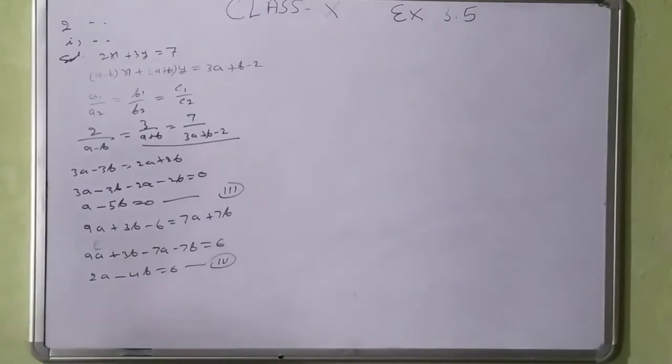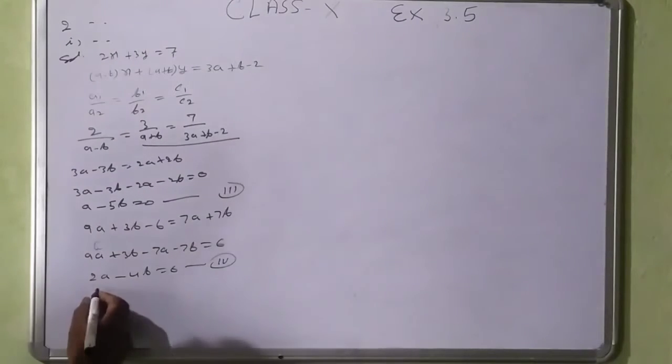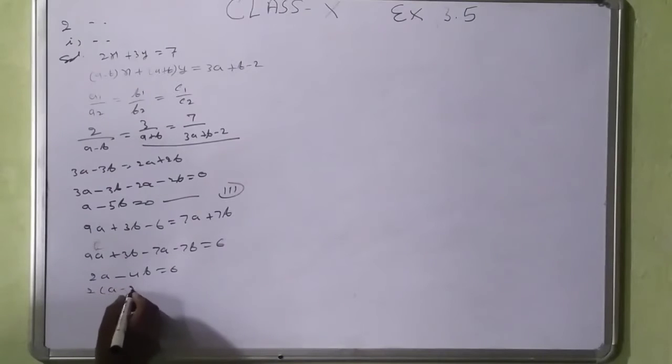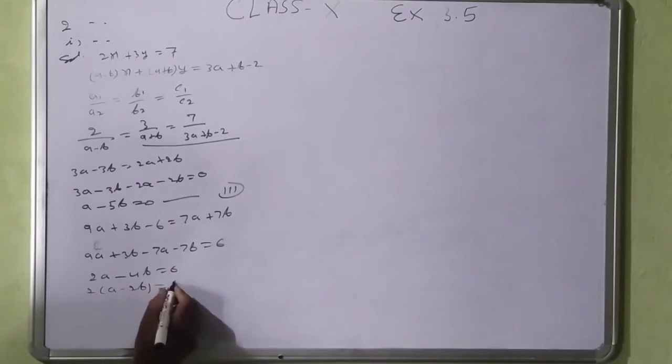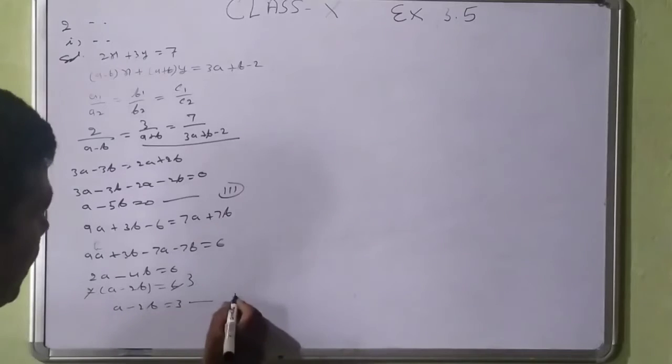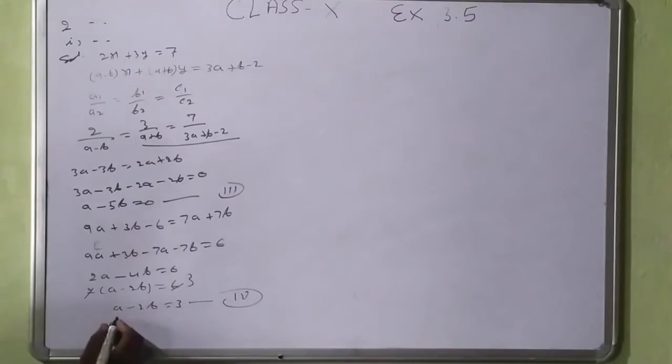Fourth equation. Now we can apply that. Here we can take the common 2. Just wait, 2 is common. So a minus 2b is equal to 6, 2 threes are 6. So a minus 2b is equal to 3.